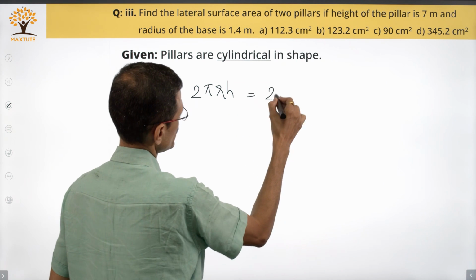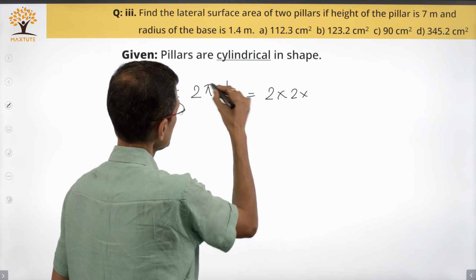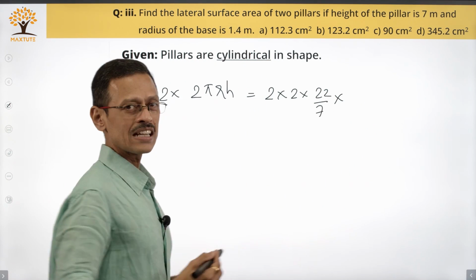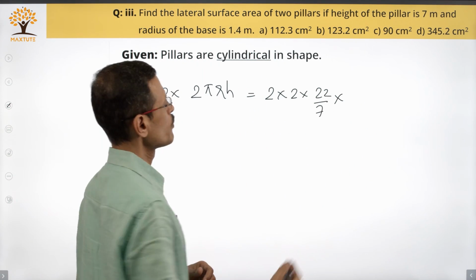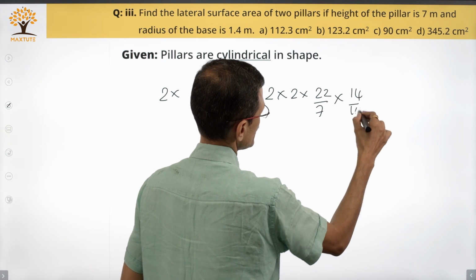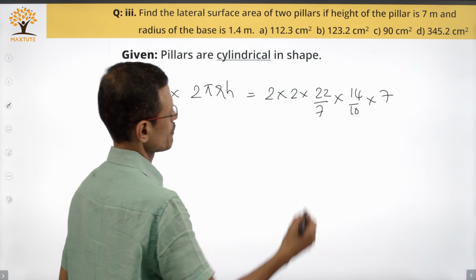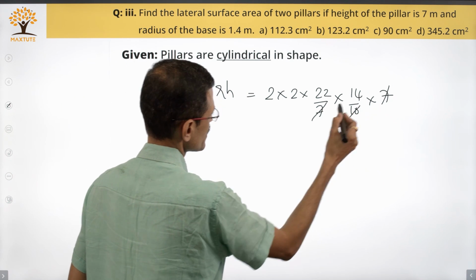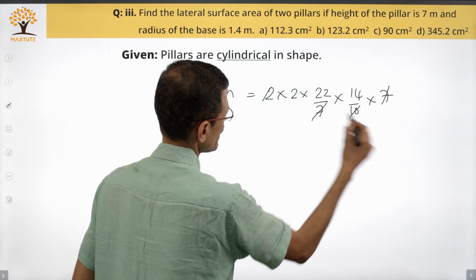So this is equal to 2 times pi, let's take it as 22 divided by 7. 1.4, for calculation sake, let's write it down as 14 upon 10. And then we have height which is equal to 7. 7 gets cancelled with 7. Now what do we have here? We'll cancel this 10 with the 2 and leave it as a 5.